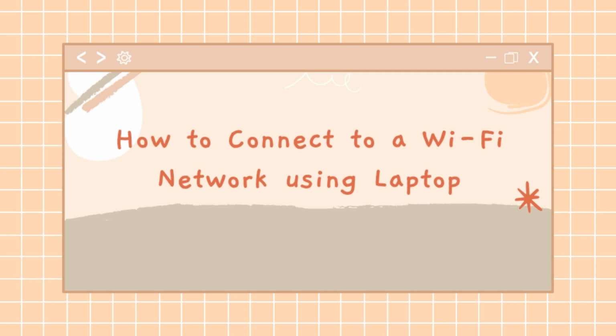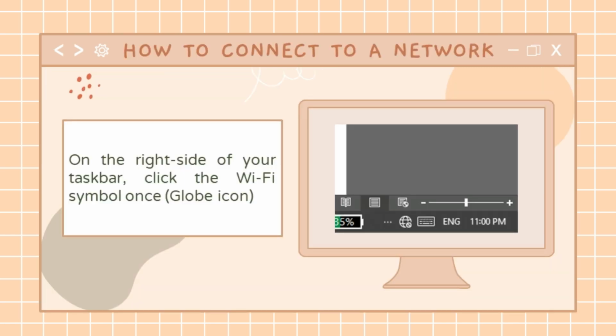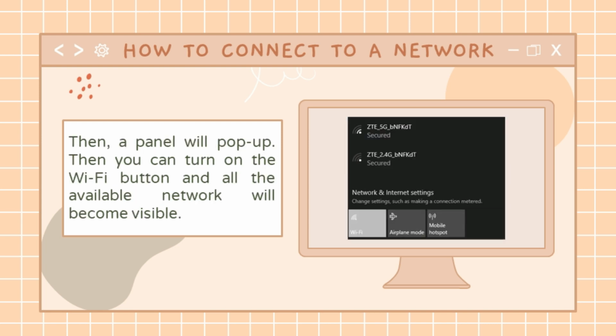So bago rin tapusin ang Lesson 3 connecting to the internet, let us know how to connect to a Wi-Fi network using our laptop or desktop computer. Ang pinakaunang tip is, on the right side of your taskbar, click the Wi-Fi symbol once. So tinutukoy dito Wi-Fi symbol is yung globe icon. Nakikita to kapag hindi ka nakakonect sa kahit anong network.